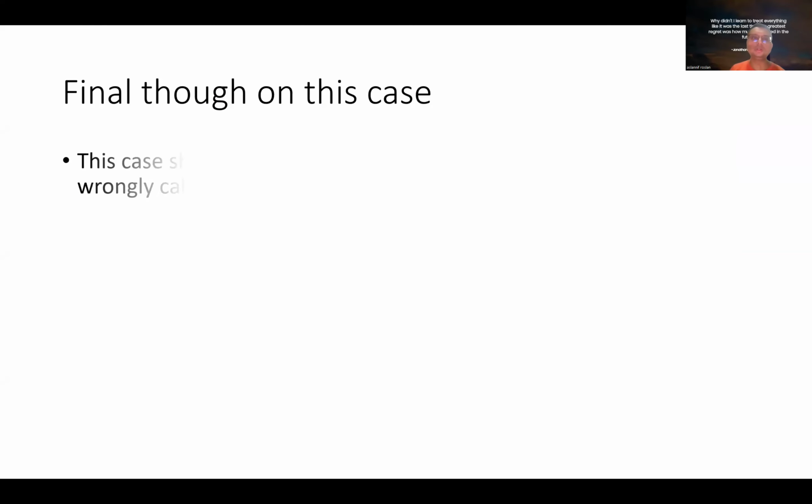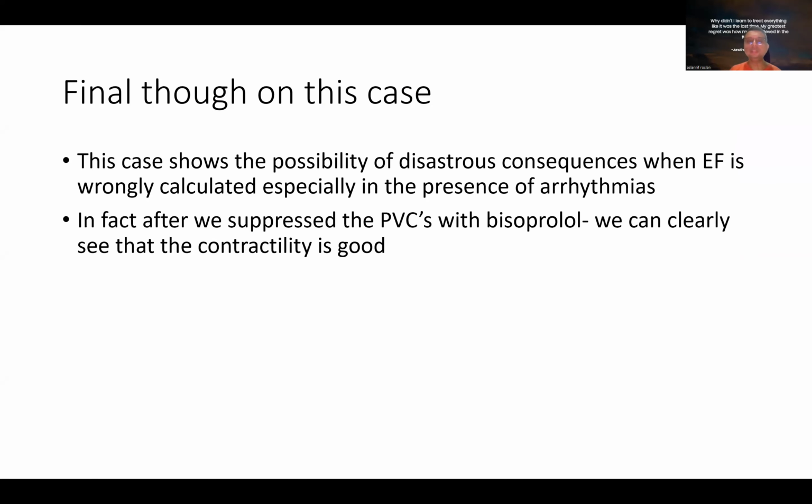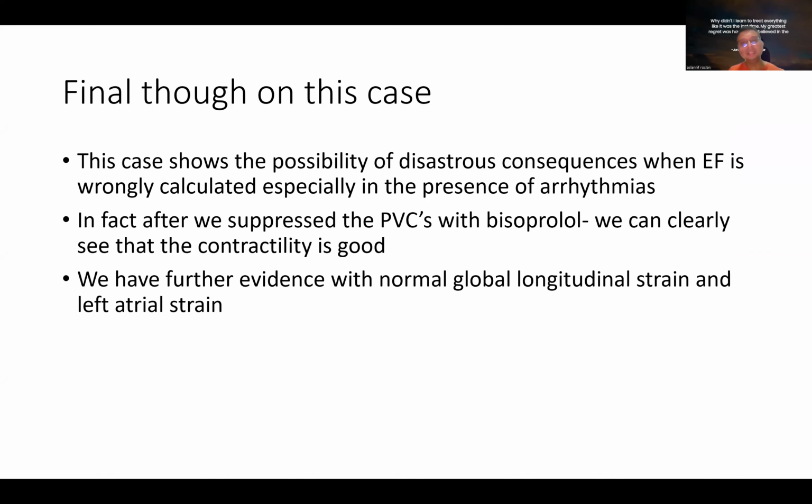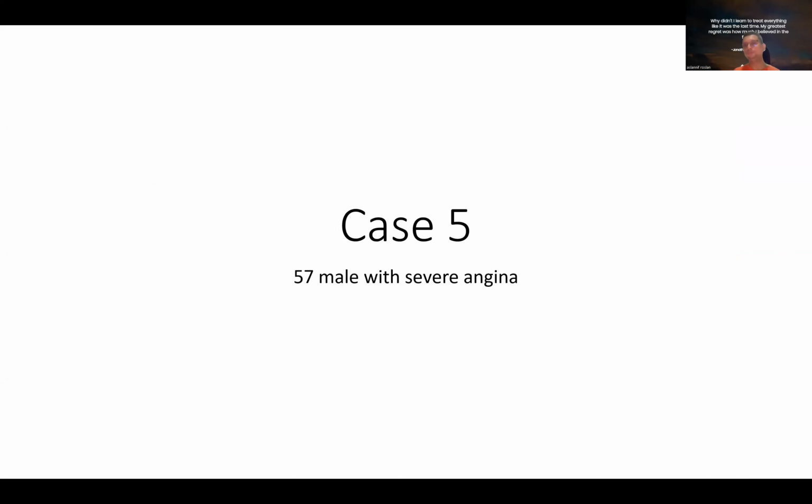So what is my final thought on this case? This case shows the possibility of disastrous consequences when EF is wrongly calculated, especially in the presence of arrhythmia. In fact, after we suppress the PVCs with bisoprolol, we can clearly see that the contractility is good. And we have further evidence with normal global longitudinal strain and left atrial strain. We advise the patient to continue pregnancy with regular follow-up, ensuring that the PVC burden continues to be low. So that is my case number 4.